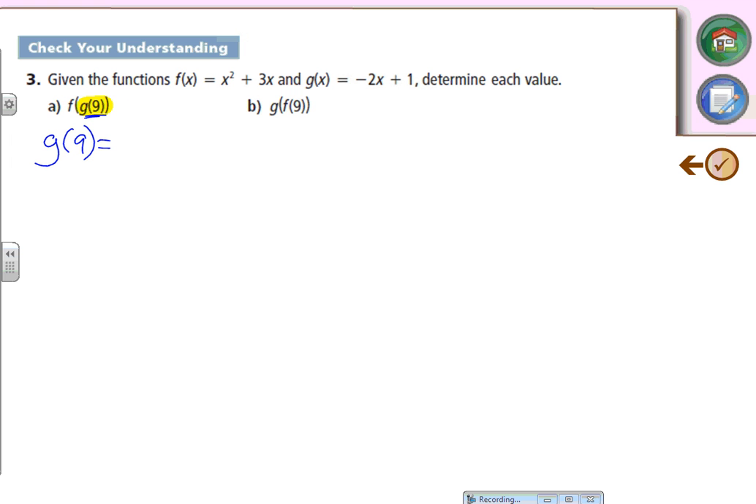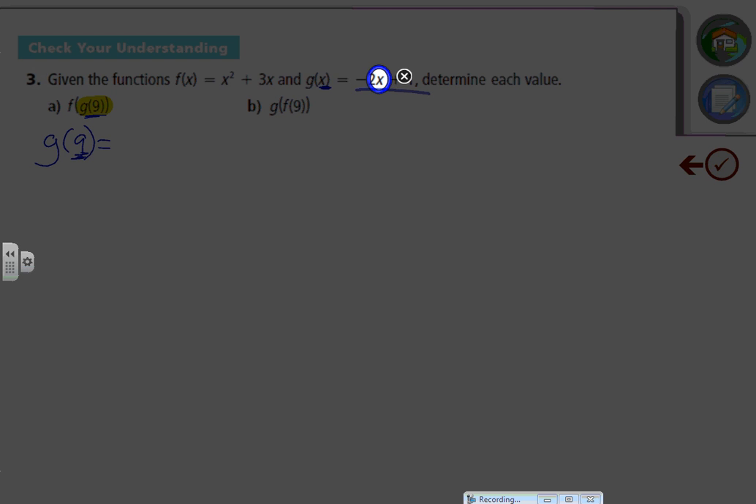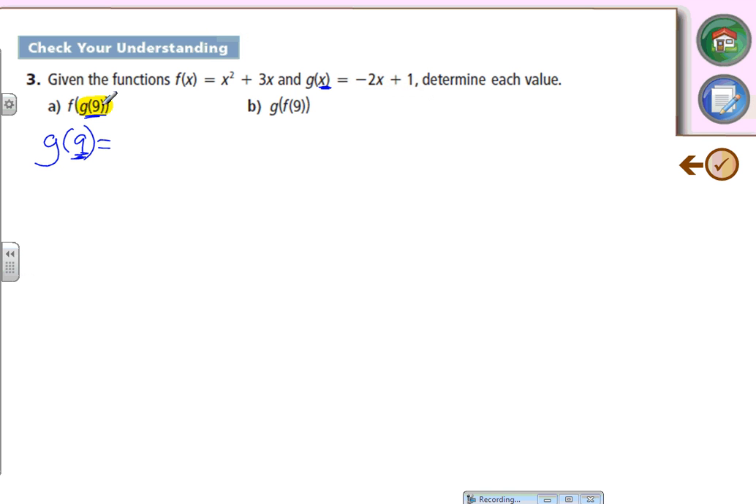So again, function notation says wherever you see an x, put a 9. So we're using the g equation, and wherever you see an x, put a 9 there. So -2 times 9 plus 1 equals -18 plus 1 equals -17. And now, f at g at 9 is equal to f of, well, let's just substitute the g at 9, that was -17. Substitute in.